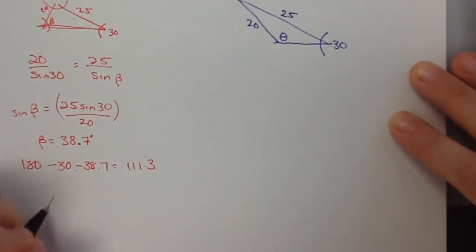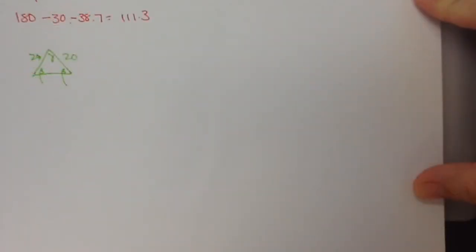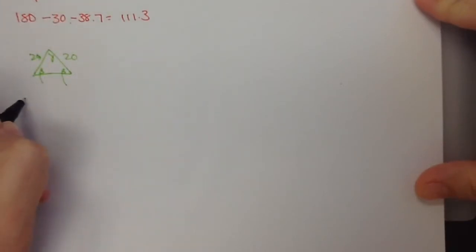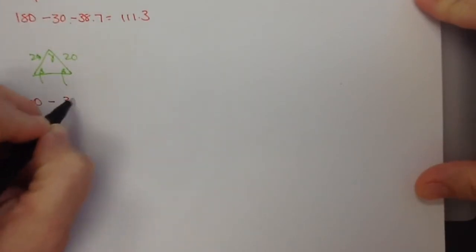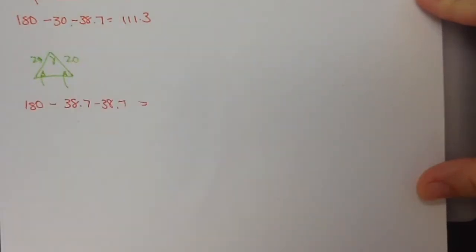Okay, so in the green triangle, we know that this side is 20, and this side is 20. This is beta, and this is beta, and this is gamma. So we found that beta was 38.7. So 180 minus 38.7 minus 38.7 gives us 102 for gamma.